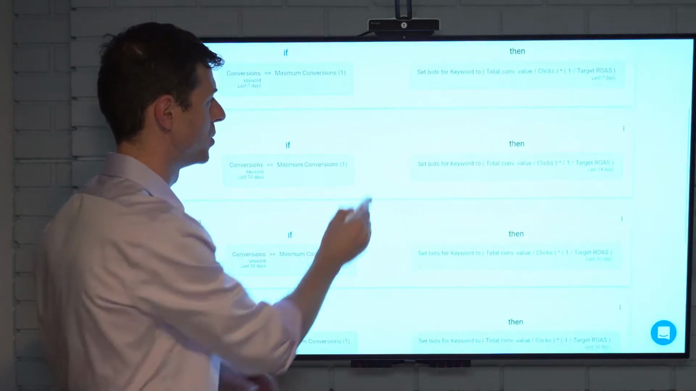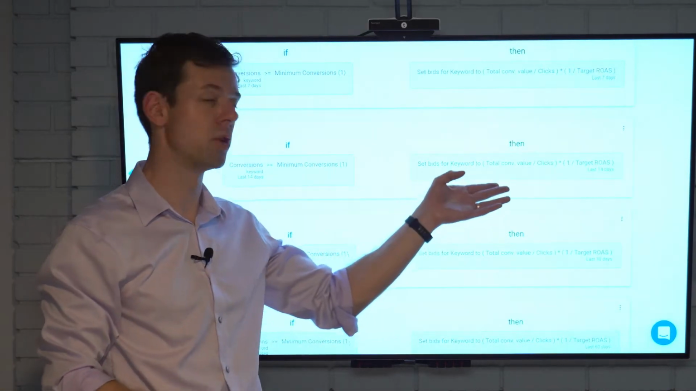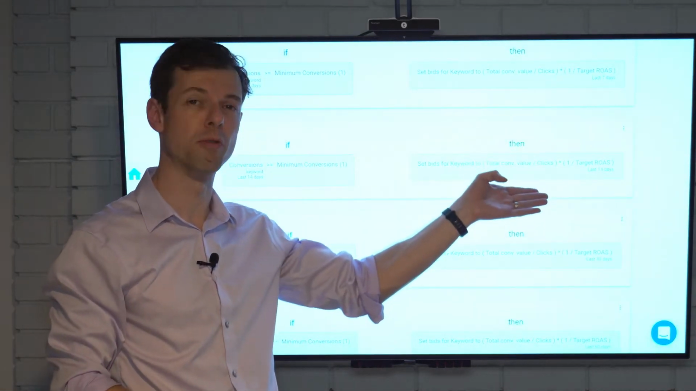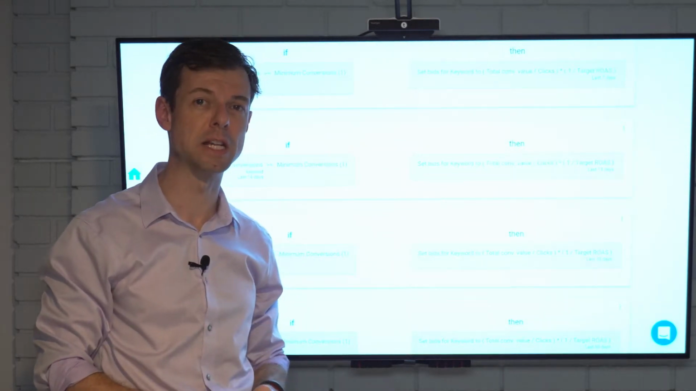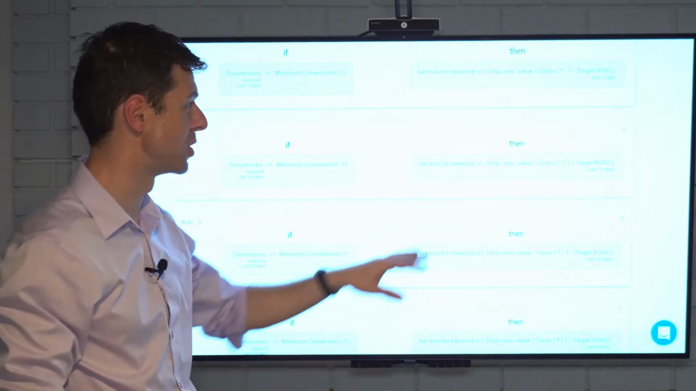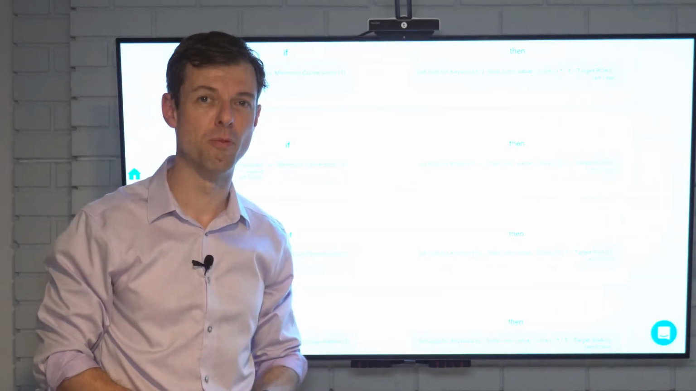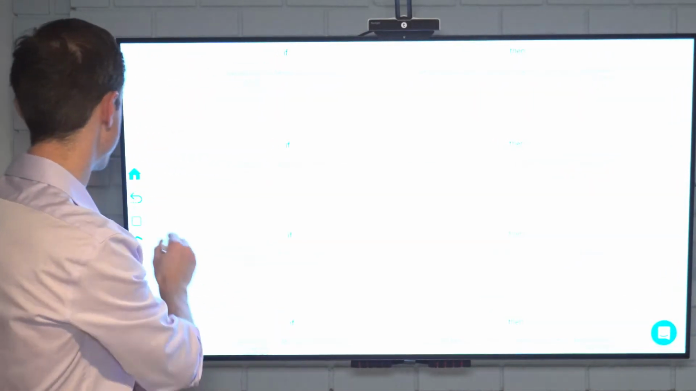And one of our basic ways to calculate this is to take the total conversion value divided by the number of clicks and multiply that by 1 divided by the target return on ad spend. So some people ask us, where does that actual equation come from? So let's go and take a look at that.